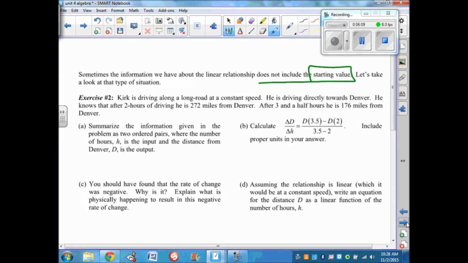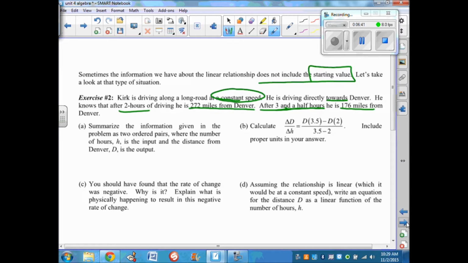So it says Kirk is driving along a road at a constant speed. That's important to know because that's going to give us that tip that it's linear. He is driving directly towards Denver. He knows that after 2 hours of driving, he is 272 miles from Denver. Then after 3.5 hours, he's 176 miles from Denver. So he's getting closer to Denver.